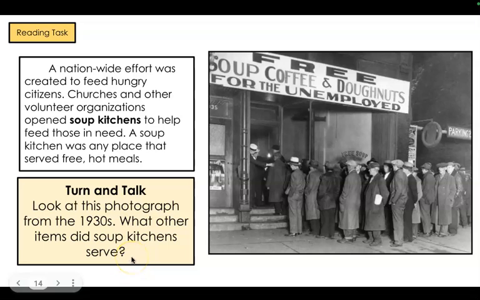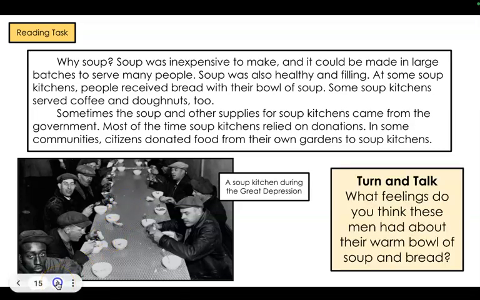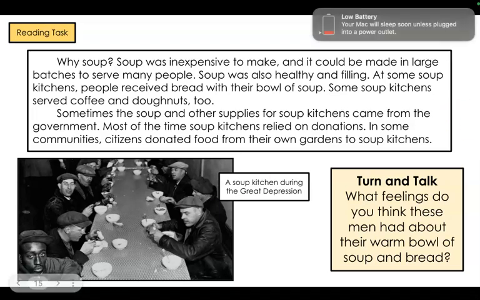So go ahead and answer this question of what items did the soup kitchens serve? So yes, it's called the soup kitchen, but use your journal to answer this question. What other items did they also serve? Here's another picture of a soup kitchen during the Great Depression. Go ahead and answer this question. What feelings do you think these men had about their warm bowl of soup? And this one actually had bread. So go ahead and answer this question right here.